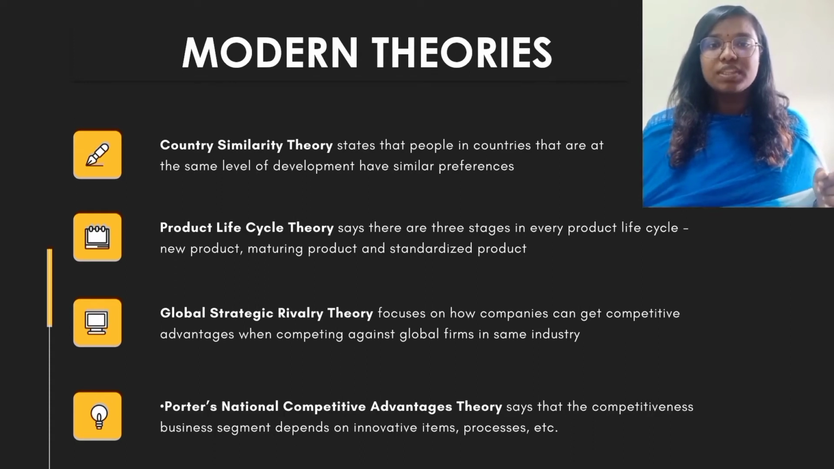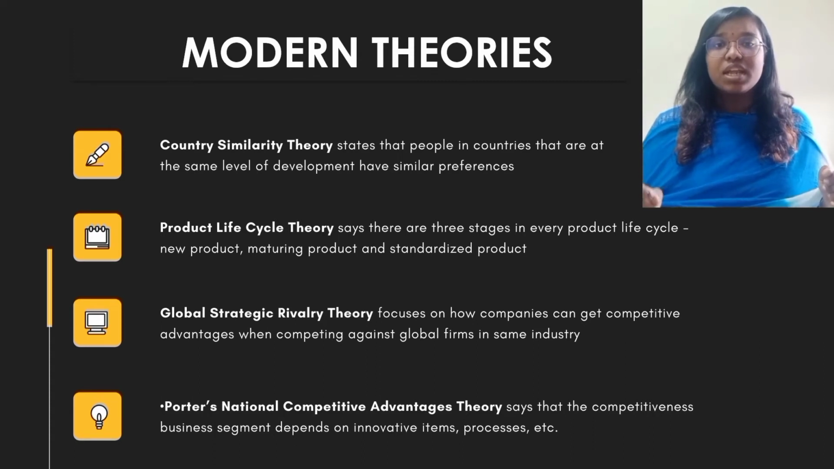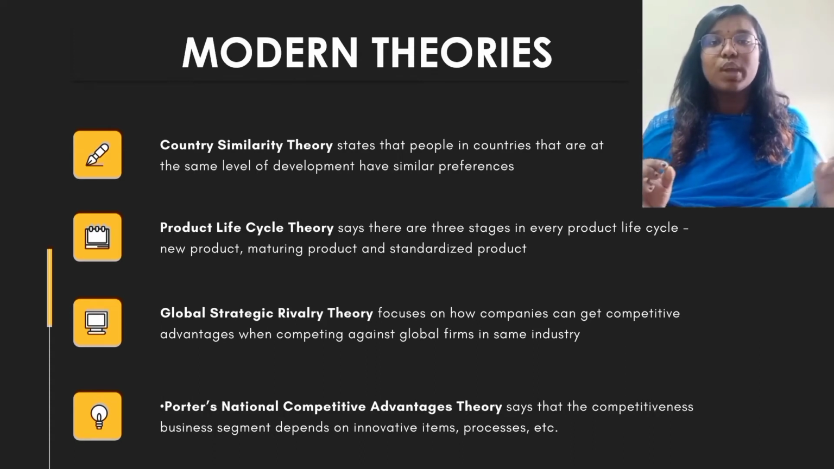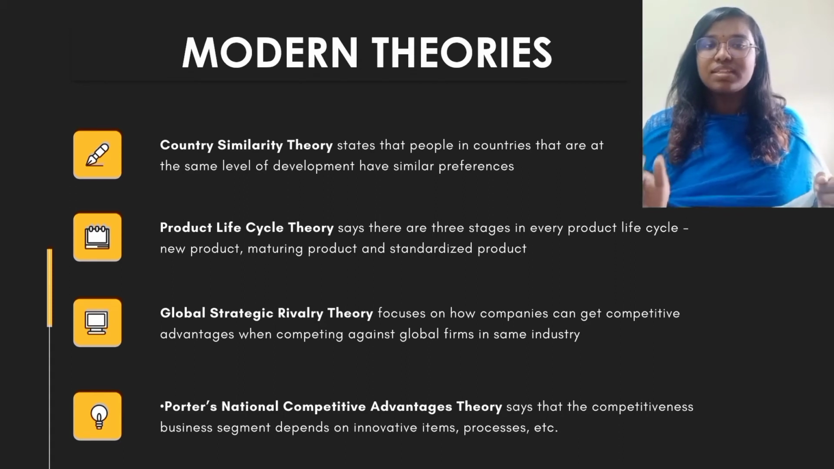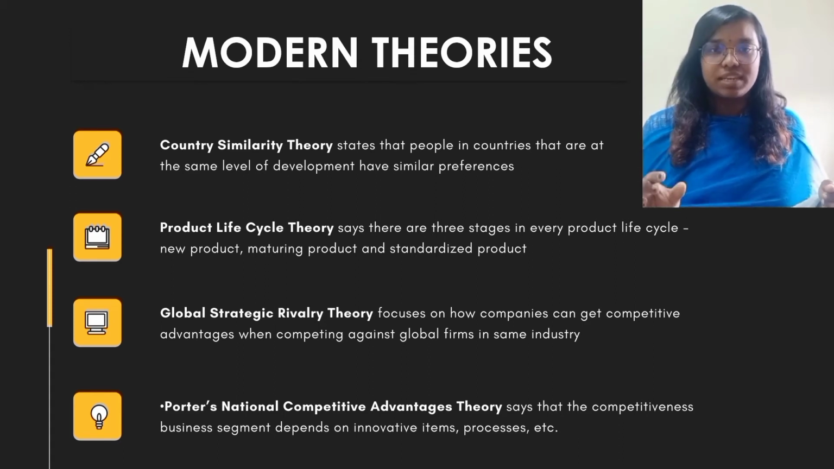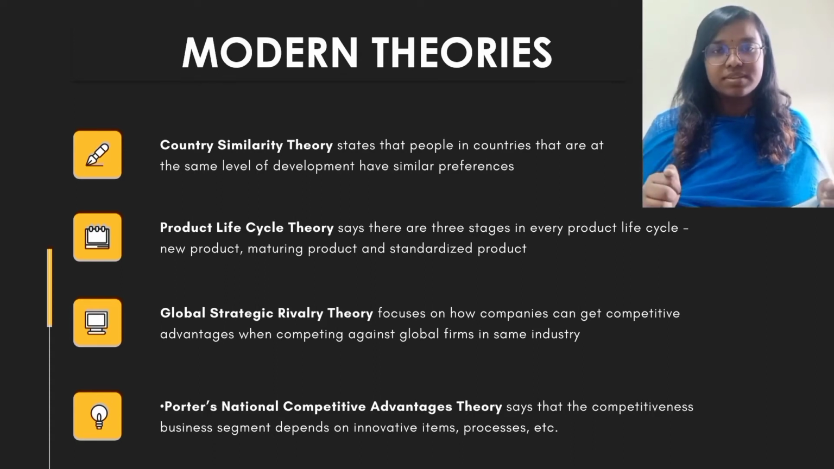Porter's National Competitive Advantage Theory is the last of the modern firm-based theories. Porter in 1990 came up with a theory to explain national competitive advantage. The theory says that the competitiveness of a country's business segment depends on the ability of that segment to come up with innovative items, progress, and more. Porter explained why some nations have a competitive advantage in some segments.